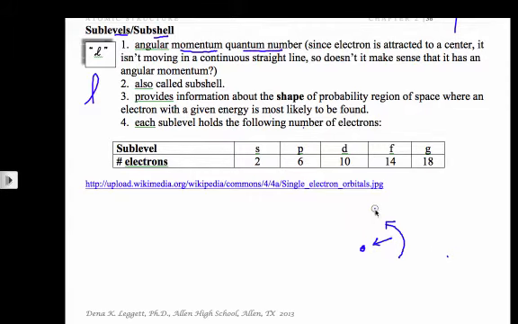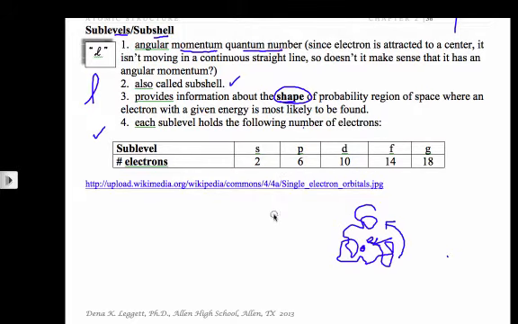Now, we don't know how. They could be moving weird like this. I'm just making this up, right? But some way that keeps them focused on that center. So also called a subshell, I mentioned that. Now this gives us the shape of the probability region, and this shows you the electrons.